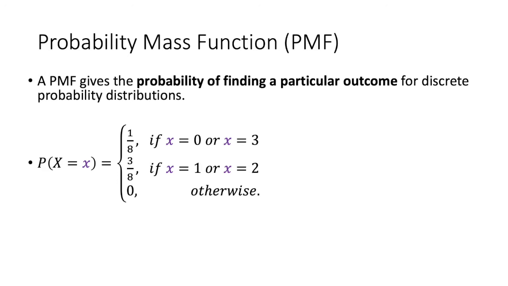You can clearly see that this function or the PMF gives probabilities for each unique outcome. For example, if the particular outcome we are interested in is 2 heads, then small x equals 2. And we can easily compute that the probability of finding 2 heads equals 3 over 8.